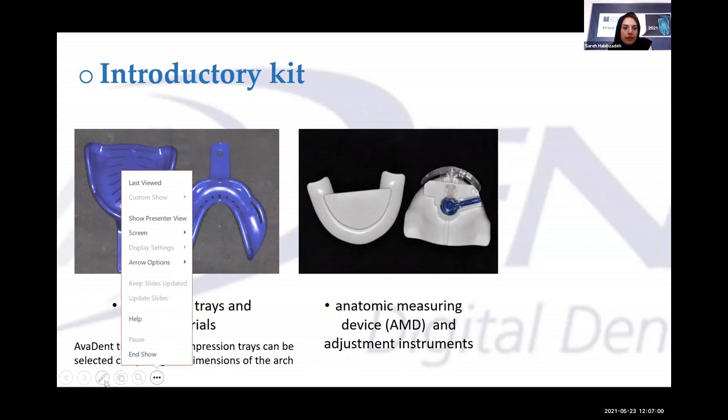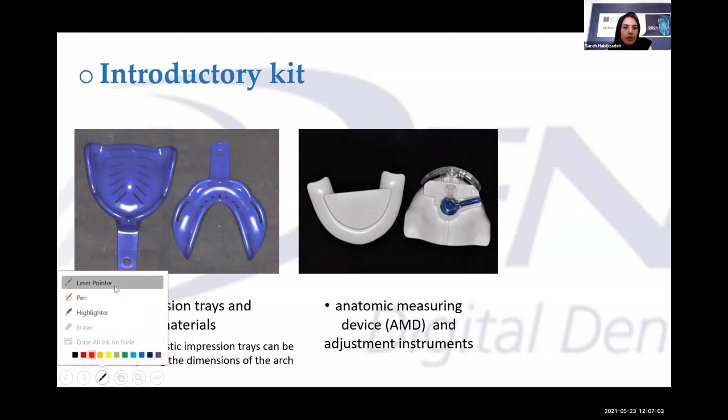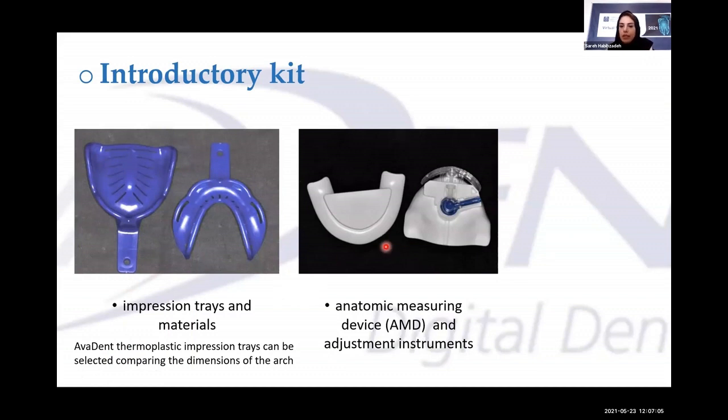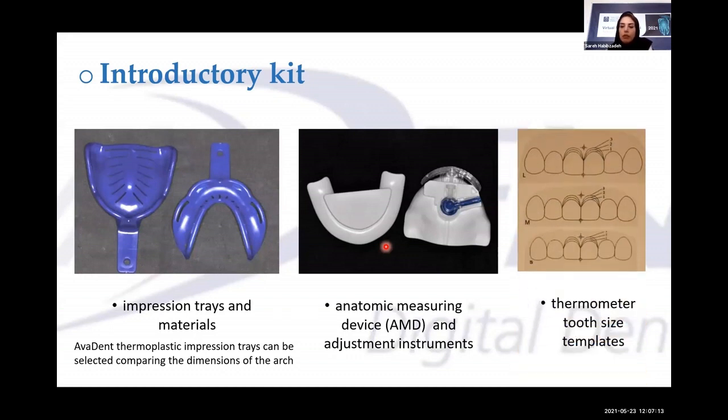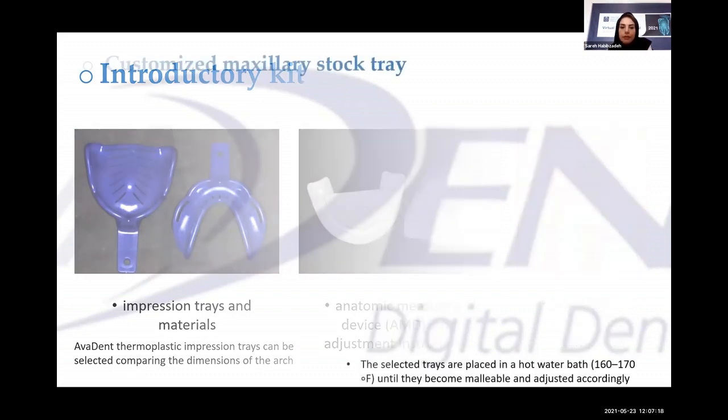And actually, let me have my laser pointer. Okay, so these are the AMDs, or anatomic measuring devices. And finally, we have these mold tabs, which are used to select the tooth mold and size.